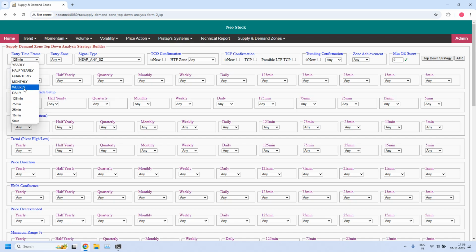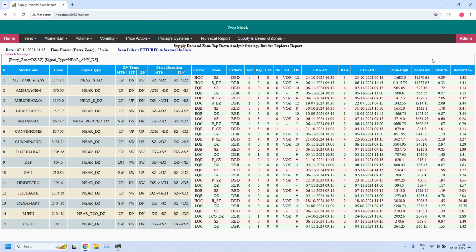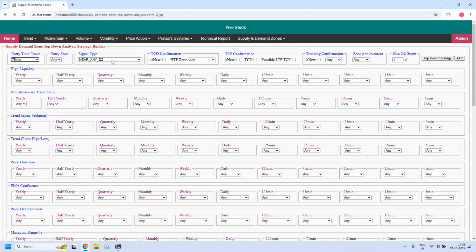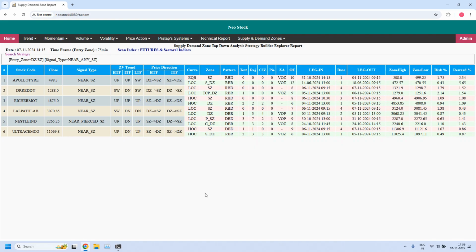Next time frame is 75 minutes. Entry time frame 75 minutes. So let's find the stocks near 75 minutes demand zone. 15 stocks are filtered. Next, for 75 minutes time frame, let's find the stocks near 75 minutes supply zone. 6 stocks are filtered.